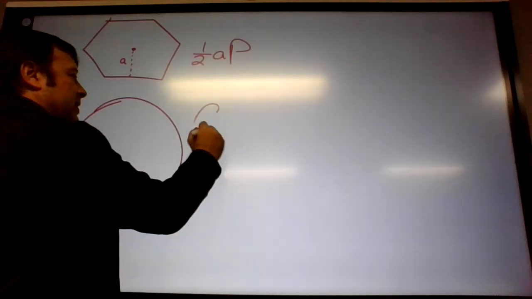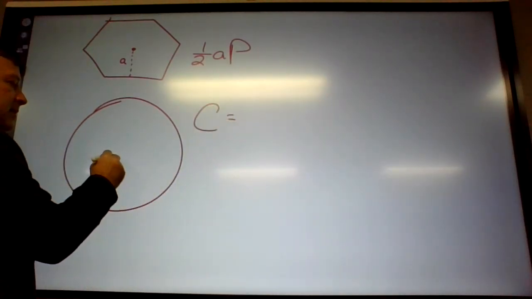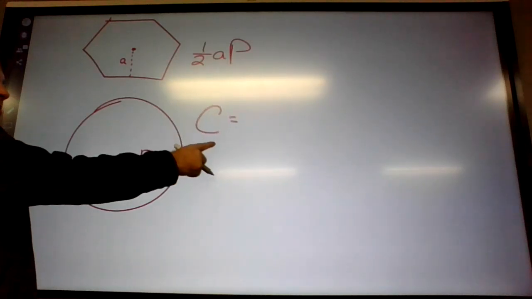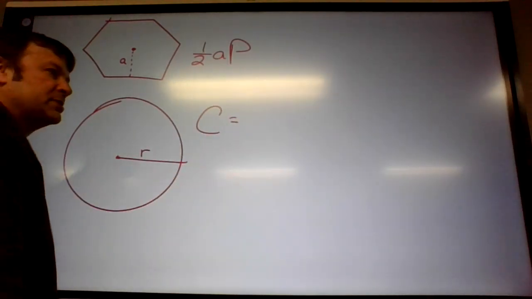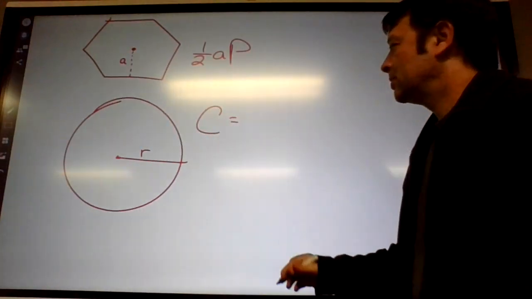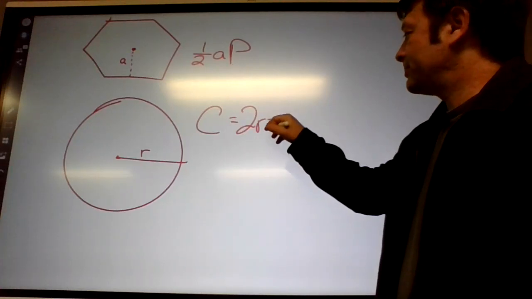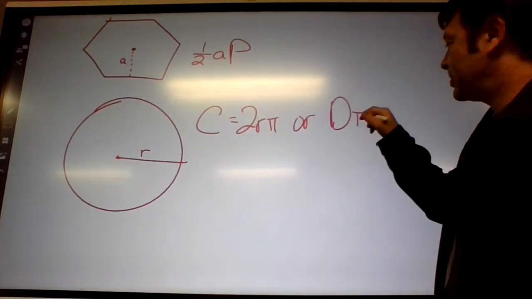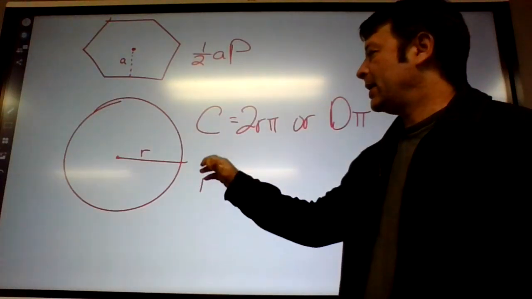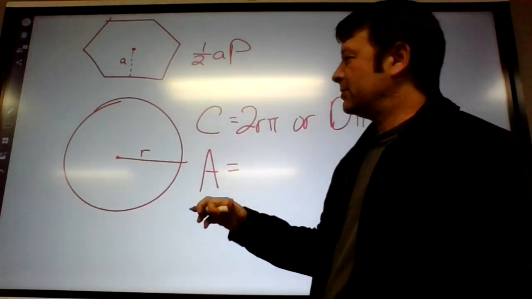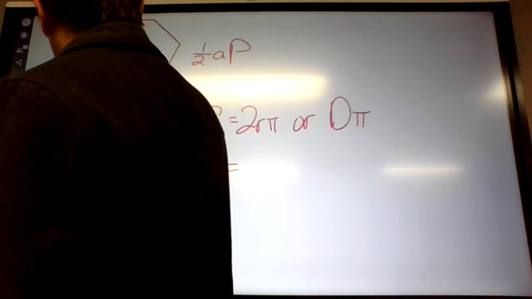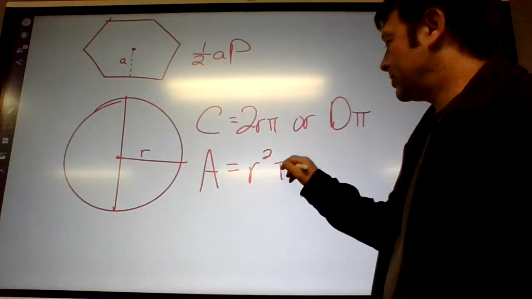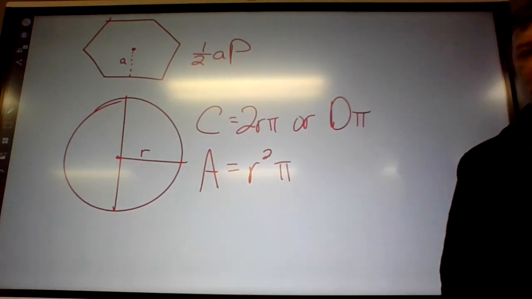So this is what we did yesterday. Now this is not an area formula, but we still need to know how to find the circumference of a circle. 2 times pi times the radius, or diameter times pi. Okay, and the area? Radius squared times pi. Okie dokie.